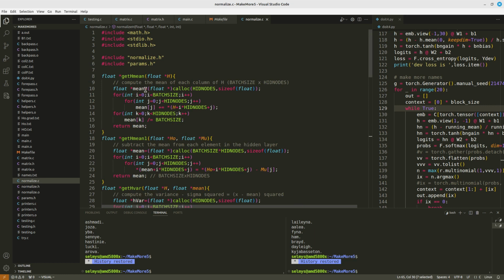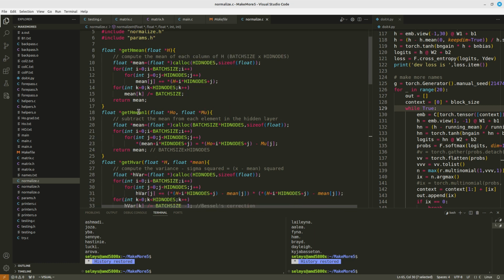Get mean computes the mean of each column of a table, basically. You can see that it just returns a vector, which is a summation of the columns. And get mean 1, this function is different from get mean, because it returns an array, basically batch size by hidden nodes. So it's getting the mean of every value in a table.